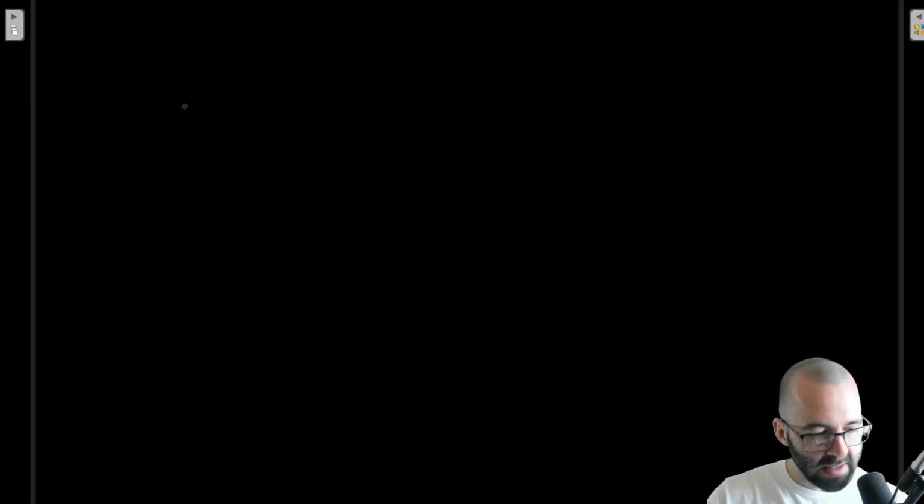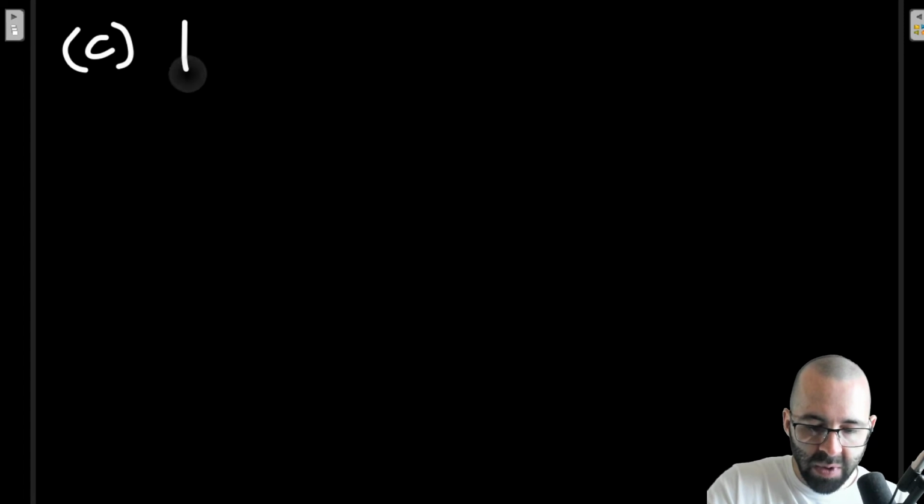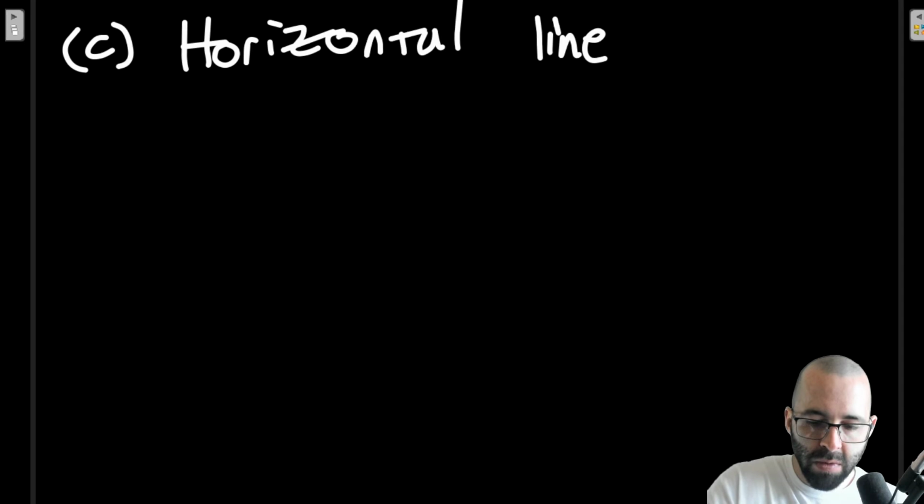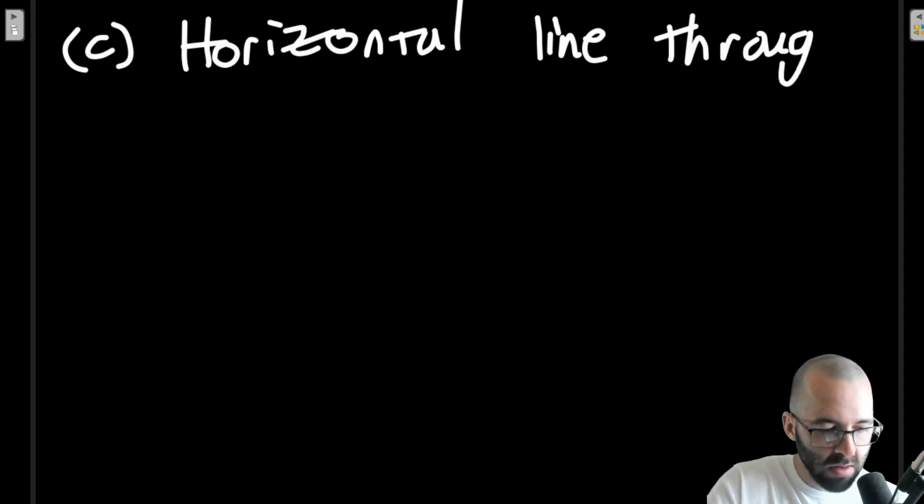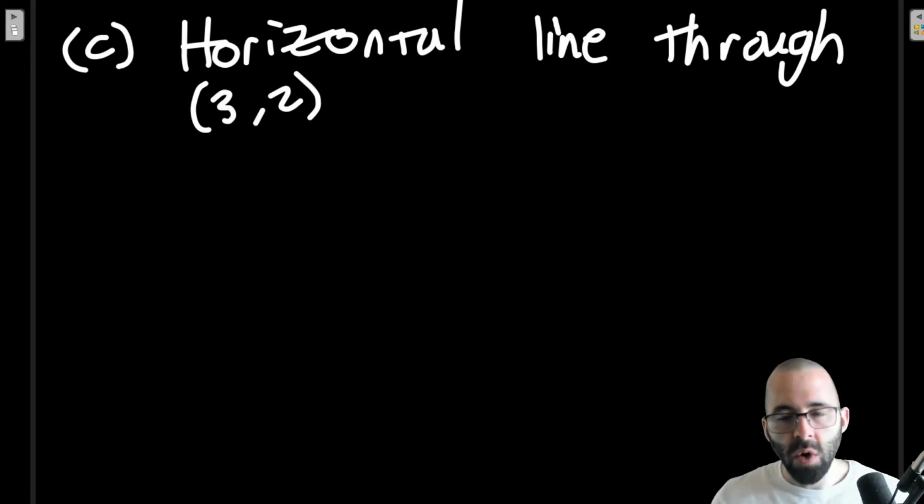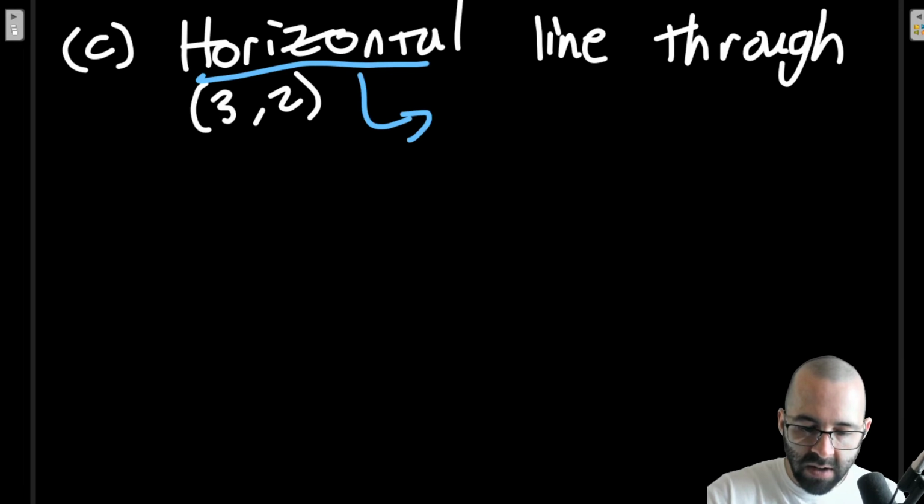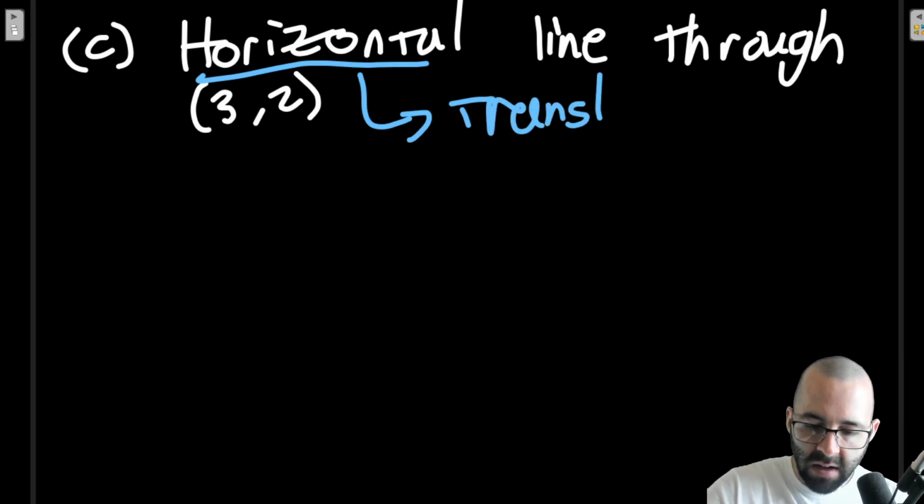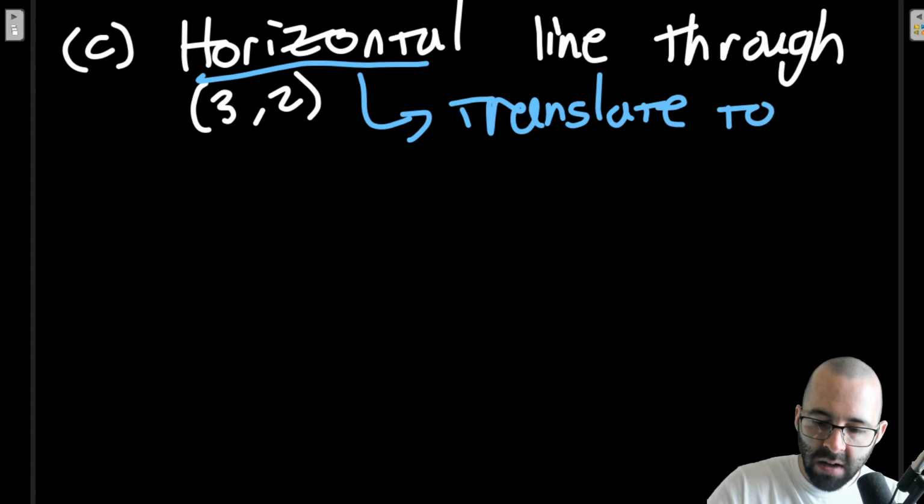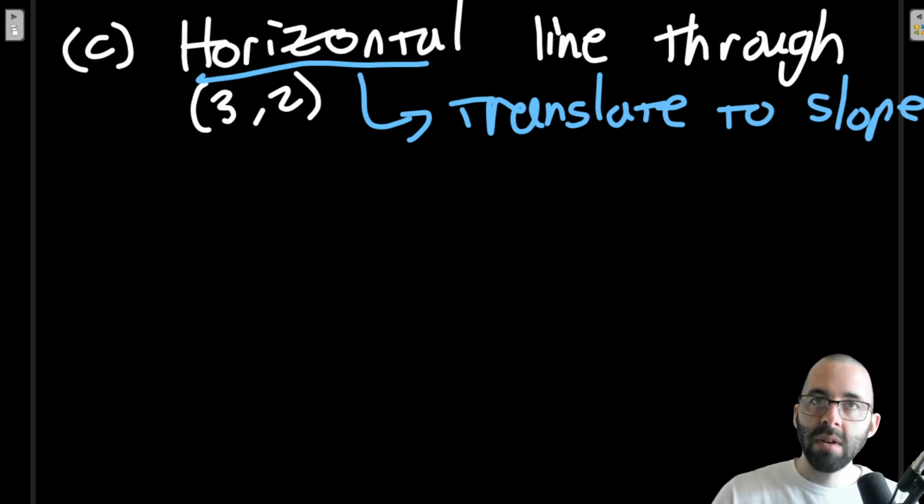All right, part C. We need a horizontal line through the point 3, 2. So horizontal and vertical are new things that we haven't talked about yet, and they're just keywords, right? And you have to translate to slope. Okay, so look at this word horizontal. Let's translate. What does this mean about slope? Well, horizontal line, right?